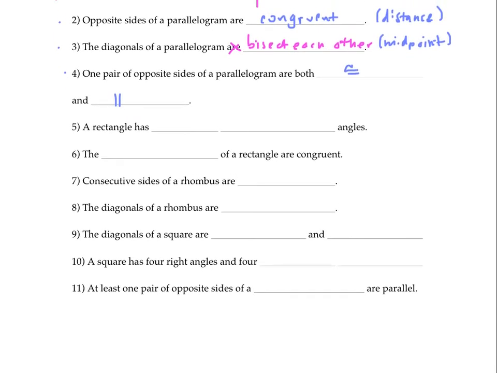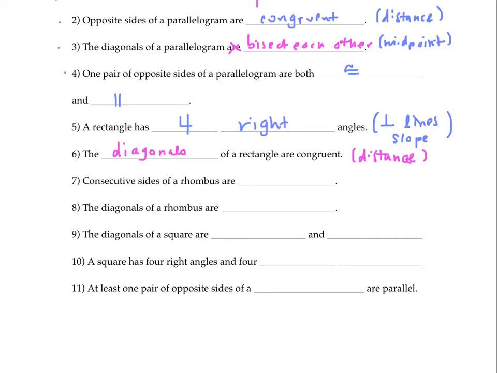It says a rectangle has 4 right angles. To prove that the rectangle has 4 right angles, you would want to prove that lines are perpendicular to each other. So you'd want to use slope. Number 6, the blank of a rectangle are congruent, and we're going to fill that in with diagonals. And again, you would work with the distance formula to prove that they have the same length.